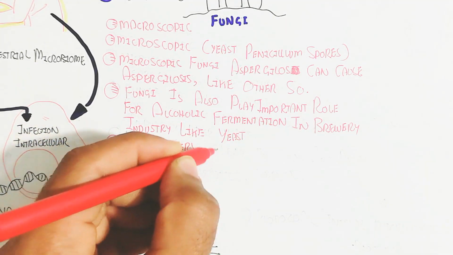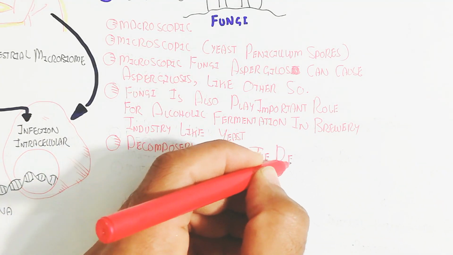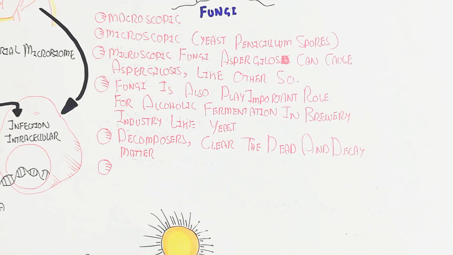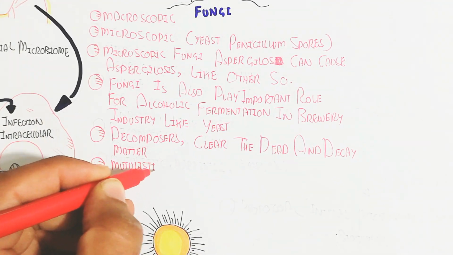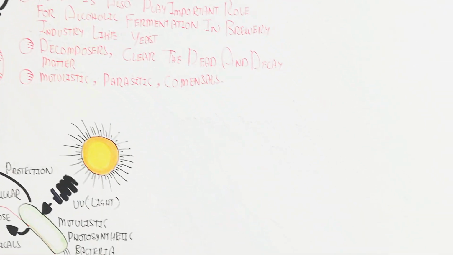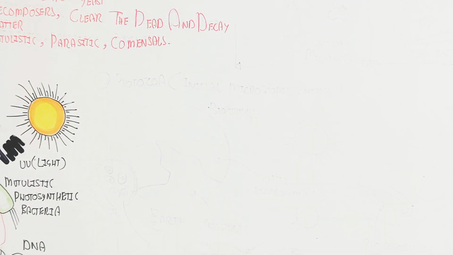Mutualistic, parasitic, and commensal types of fungi are also present. They are important for the food chain as well as other processes and the breakdown of dead and decaying matter.